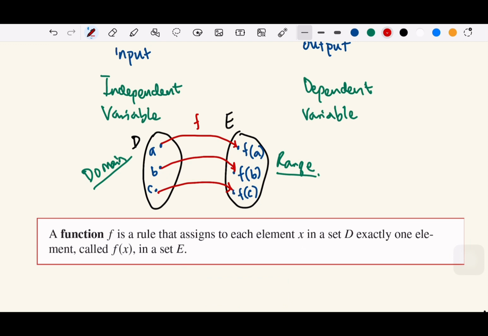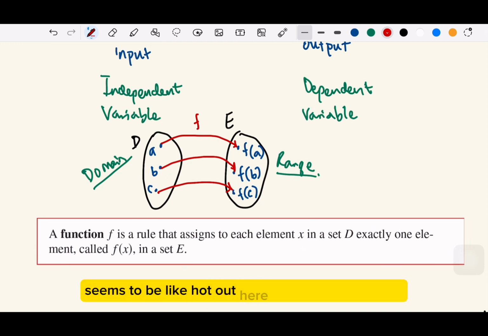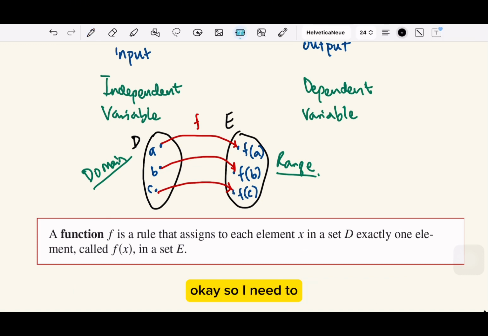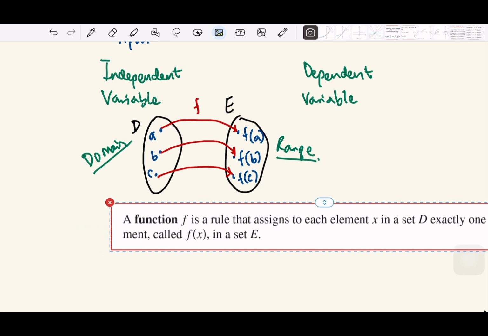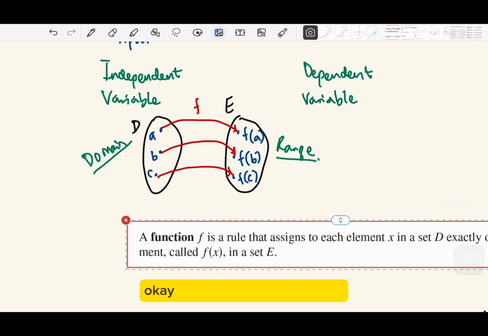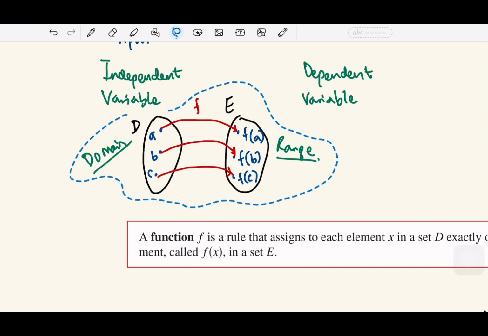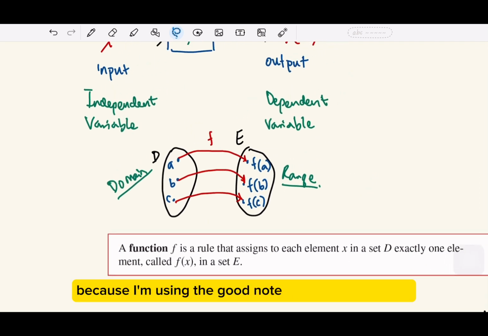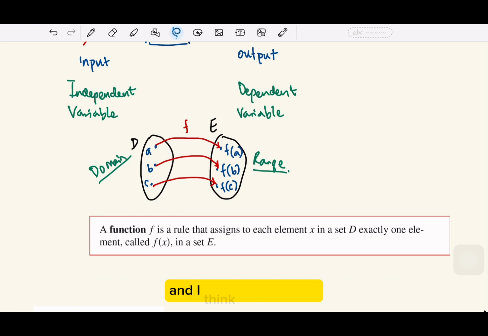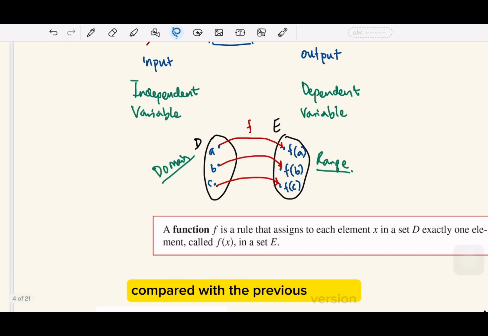The version seems to be cut out here, whereas in my display it is quite okay. So I need to set this right. I think this also needs to be corrected because I'm using the GoodNotes 6 trial version, and I think it's not really helpful compared with the previous version.